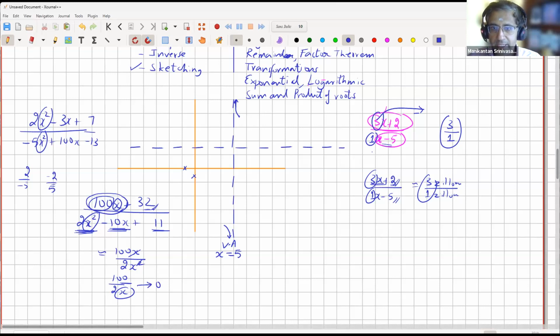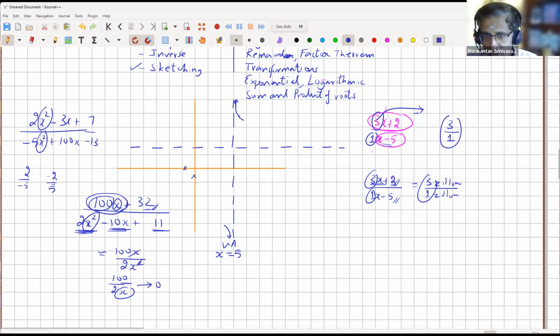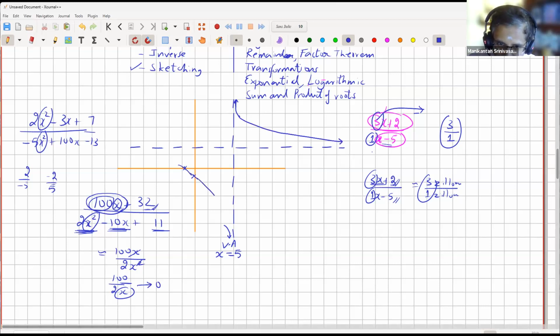And based on other hints, we can see, right? So clearly it's going to go like this. And here we have it pass through this point and this point. So we can complete it more or less using this, and then we can complete it more or less using this.